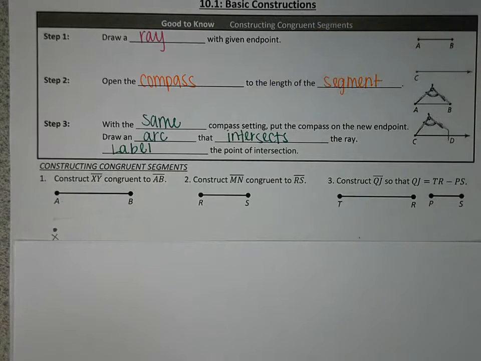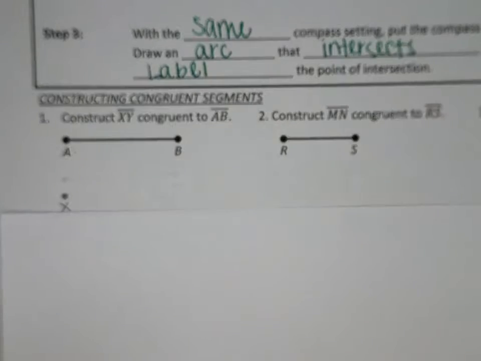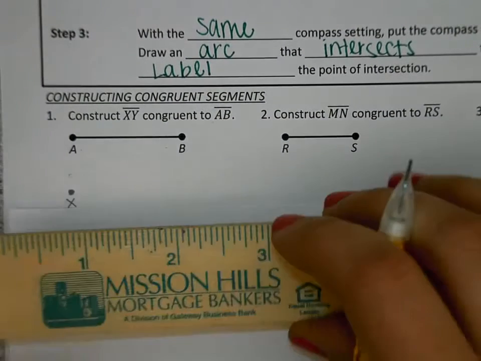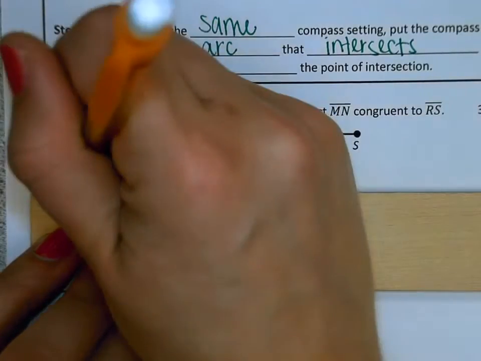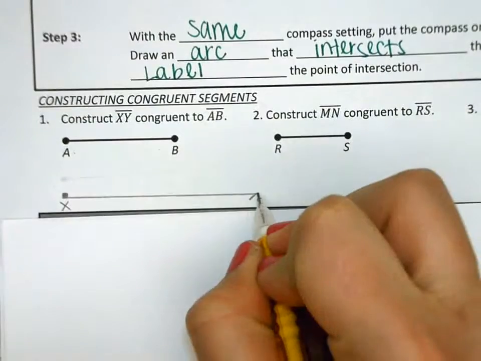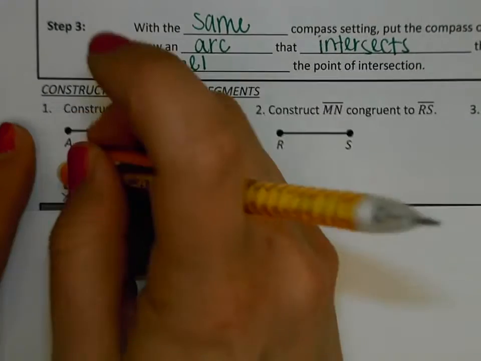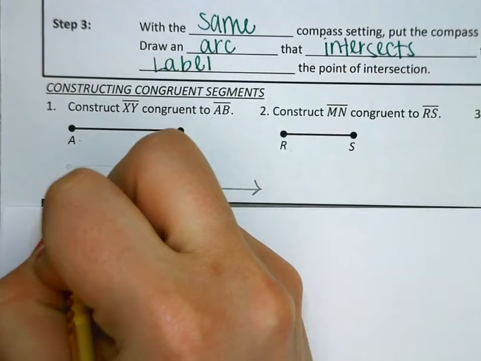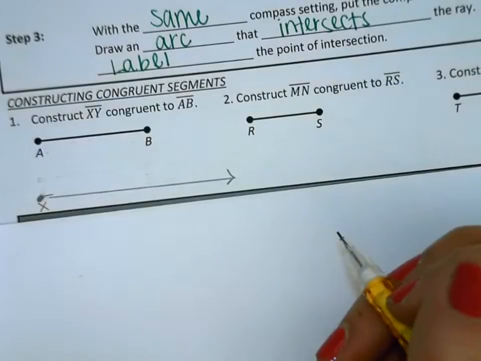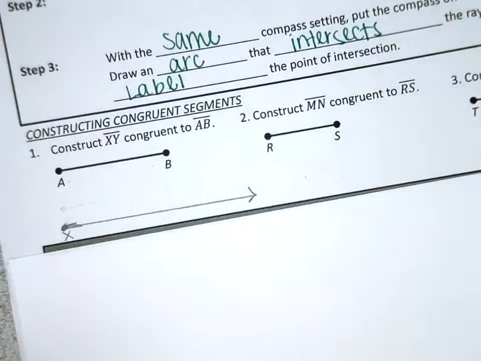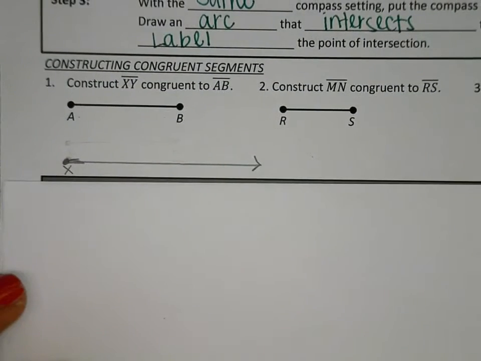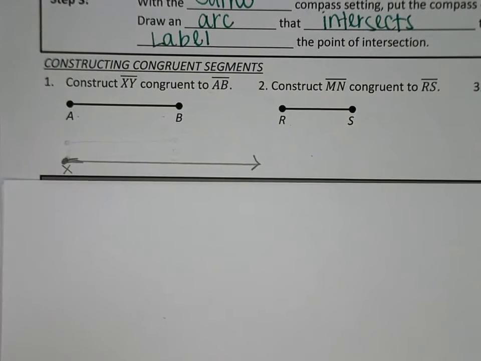Let me zoom in. And using your straight edge, here, let me turn it over. We're just going to draw a ray. So draw a straight line through the endpoint. Okay. So that's our base where we're going to start. Most constructions just start with that, drawing a ray to start, to give us a base.